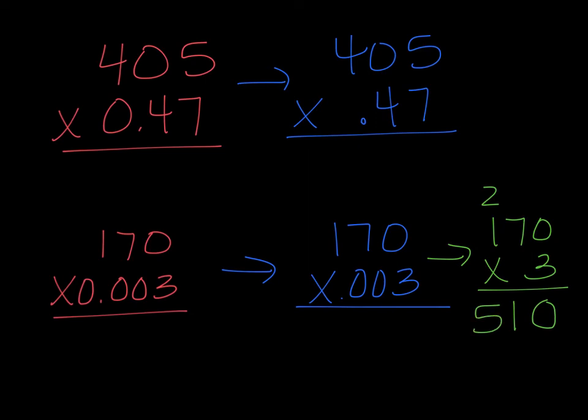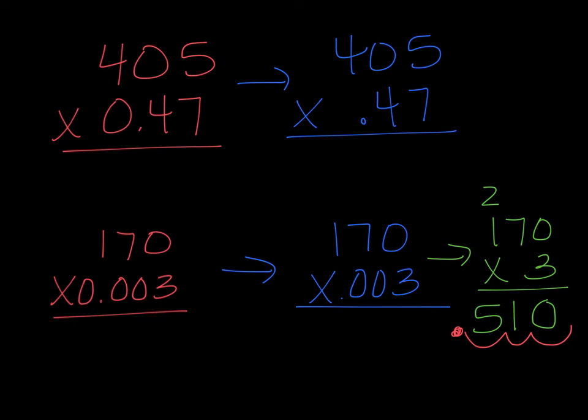So since there's 3 decimal places in the original factor, you just have to keep that in mind and move your decimal 1, 2, 3. So it'd be right here. So your answer would be 510 thousandths. But you can see this is way easier to multiply or even look at than this is.